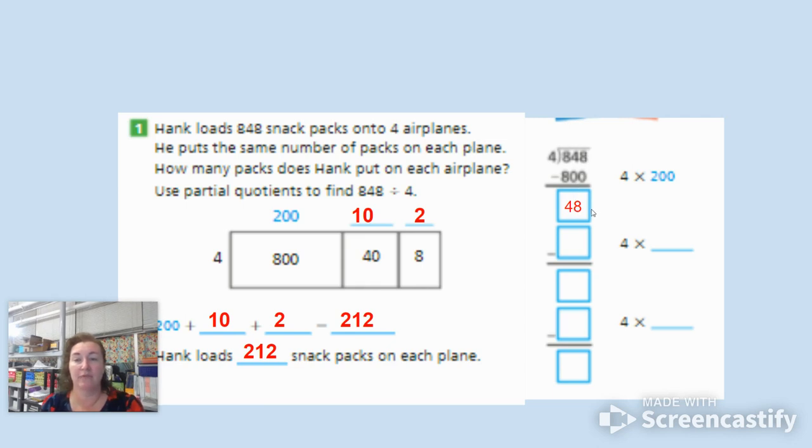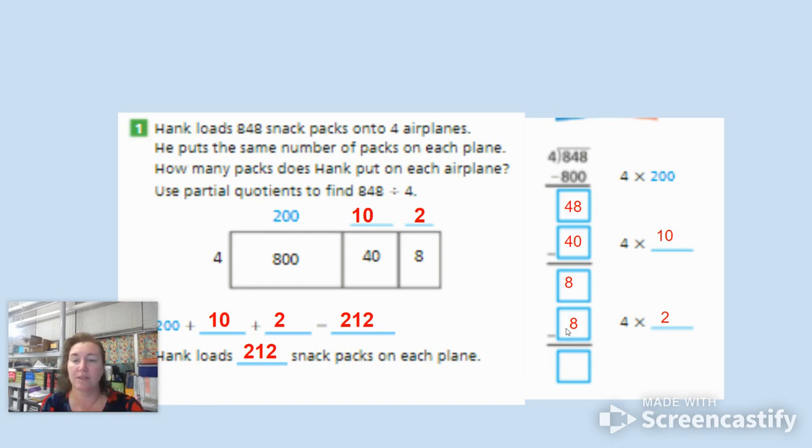848 minus 800 is 48. And then I need to think about how many groups of 4 I could take away. Well, if I can't do 100, my next real easy multiple of 4 would be 10. So I'm going to take 10 groups of 4 away. 4 times 10 is 40. So we can take 10 groups of 4 away. 48 minus 40 is 8. Ooh, and then 4 times 2 is 8.